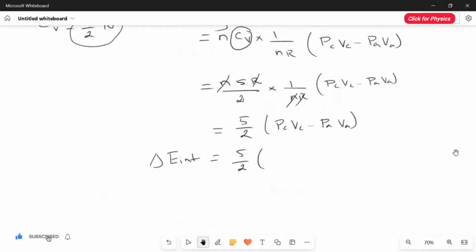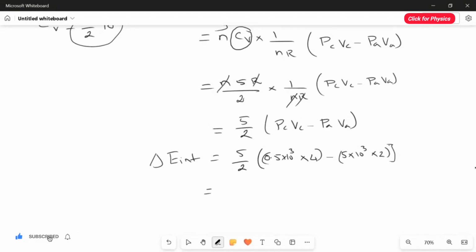So now I'm going to substitute the value here. In place of PC, the value is given here as 0.5 kilopascal. Kilo stands for 10 to the power of 3, multiplied by VC. VC value is given as 4 cubic meter, minus, and PA value is given as 5 kilopascal, 5 multiplied by 10 to the power 3, multiplied by VA, which is given here as 2 cubic meter. So we got all these values from the given, and also we can see the information from the PV diagram. Clear? So here I am going to find the answer.